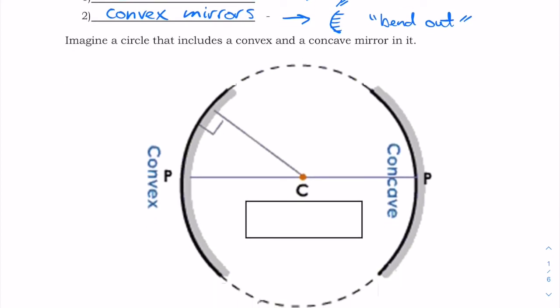Now we're going to briefly look at how concave and convex mirrors are formed. They're actually cut from circular pieces of glass. Now we're going to look at some terminology when it comes to concave and convex mirrors. Looking at the picture below, imagine a circle that includes both a convex and a concave mirror in it. So the convex mirror is on the left, the concave mirror is on the right. For the convex mirror, the dark part of the line would represent the reflective side, so let's make a note of that.